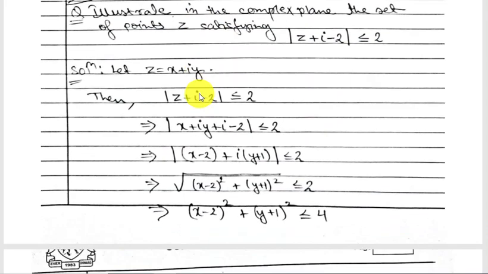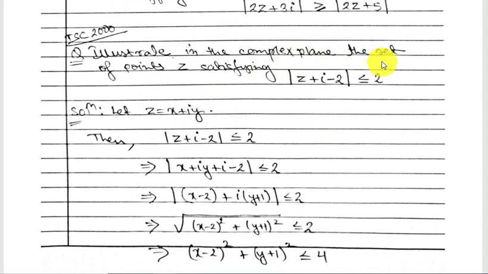Now we come to this question. Illustrate in the complex plane the set of points z satisfying this. Here we have got a relation, and we are looking for all those points in the complex plane, x comma y type points, which will satisfy this relation. So let z equal x plus iy. Then take this relation, simplify it, put x plus iy in place of z, put the real parts together and the imaginary parts together, then find the modulus, then take the squares.